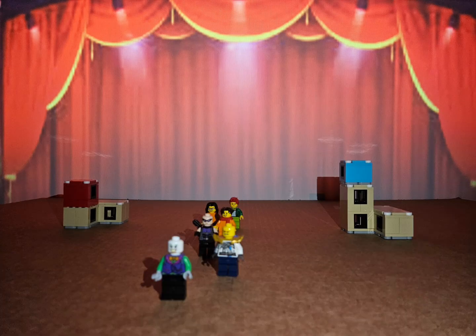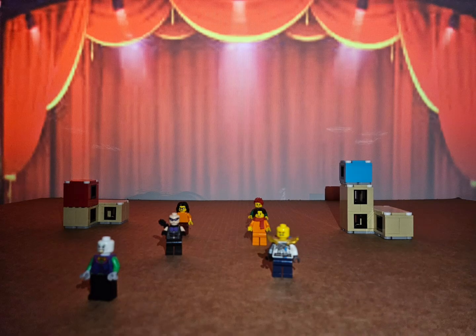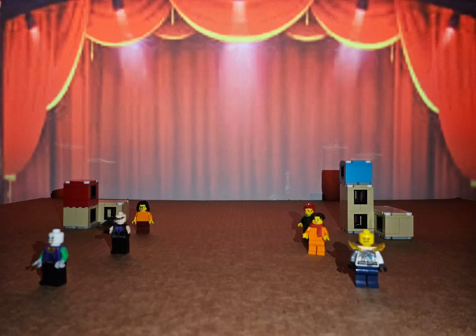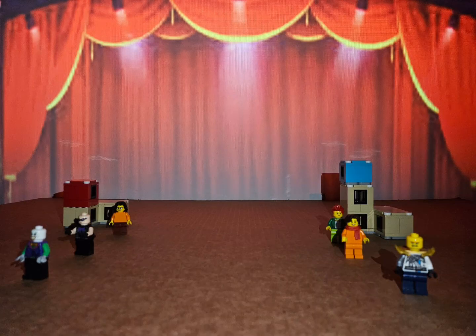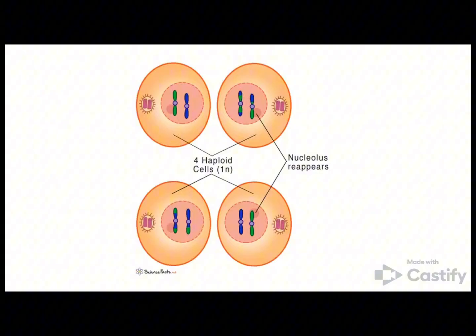Now, back to the analogy. The spotlights guide individual dancers from each pair to opposite sides of the stage, separating them completely. This represents anaphase II, when sister chromatids are pulled apart, unlike in meiosis I, where the pairs stay together.